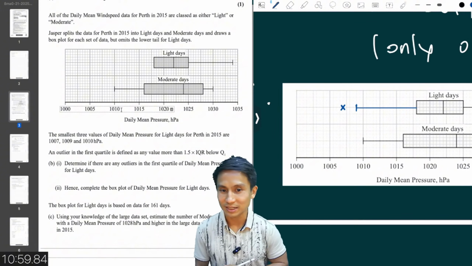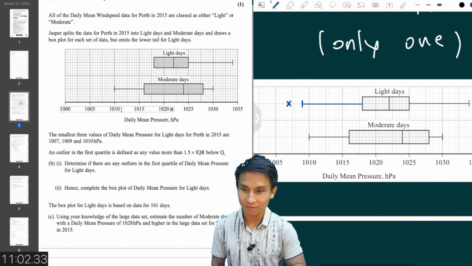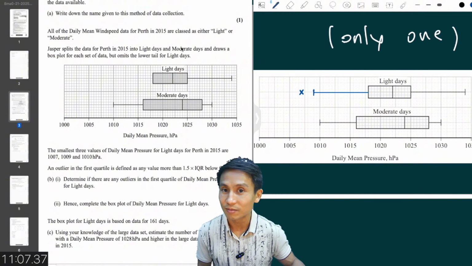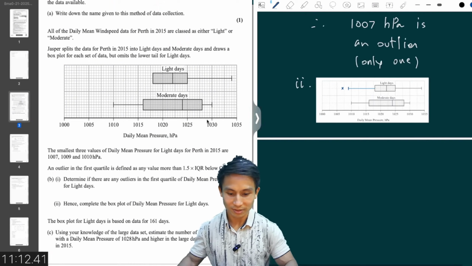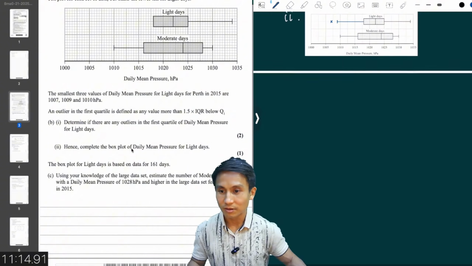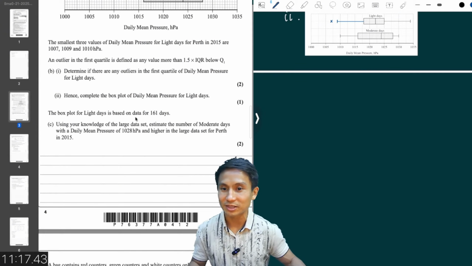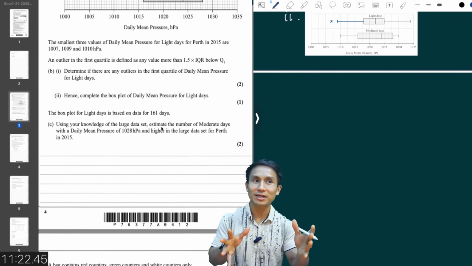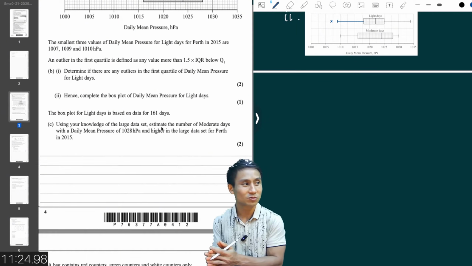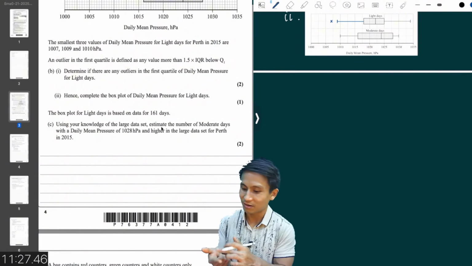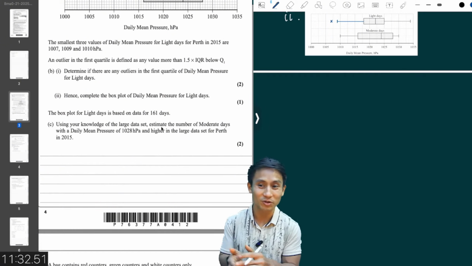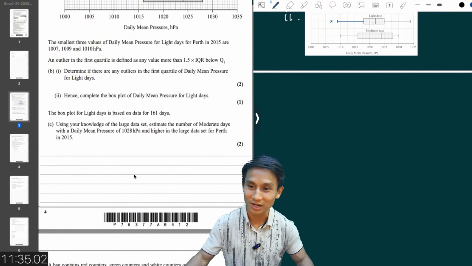So that is basically it for this whole thing, because they already have the higher end. Do a box plot, but almost the lower tail. Yeah, we already have the higher tail, so that's done. Okay. The box plot for light days is based on the data for 161 days. Yeah, so, large data set, so they do from May to, if I'm not mistaken, May to October, right? Yeah, May to October, that's about 161 days.